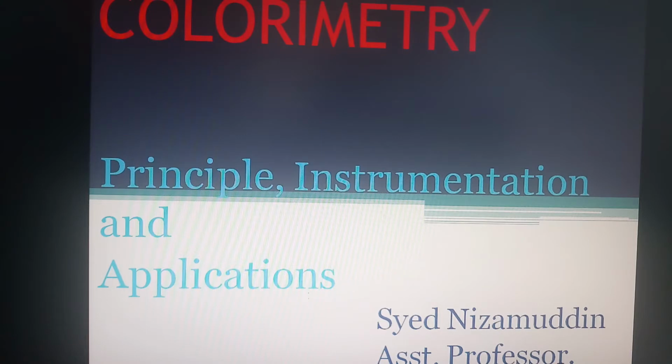Today we will discuss colorimetry. It comes under the fifth module, instrumentation. We will discuss the principle, instrumentation and applications of colorimetry.